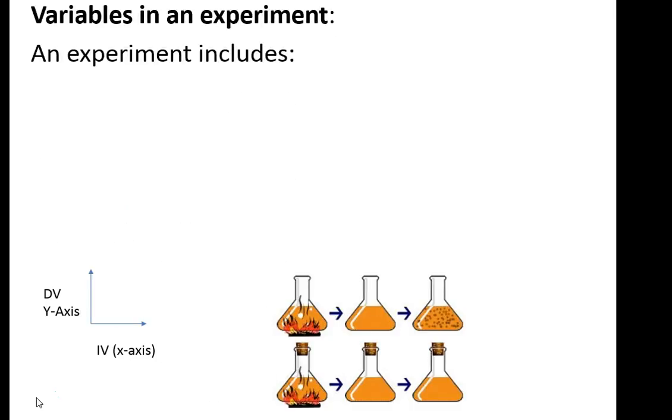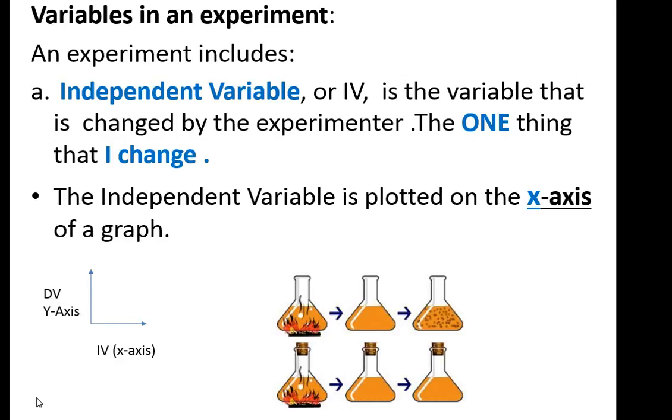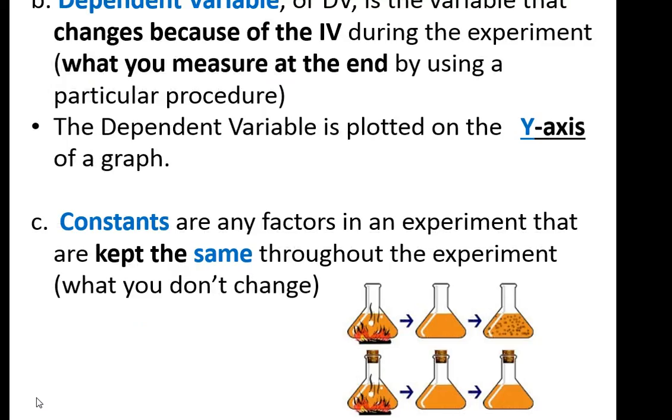Variables in this experiment: an experiment should include an independent variable, and you want to only change one thing. A good way to remember the independent variable: I for independent, I change. And the independent variable, when you plot it, is always on the x-axis. The dependent variable, or the DV, is the variable that changes because of or responds to the IV, or is what you're going to measure. The dependent variable is plotted on the y-axis. And then you have the constants, which are factors that you keep the same.